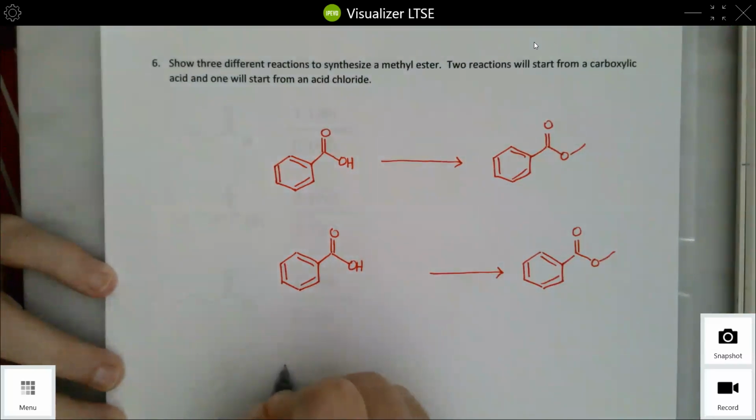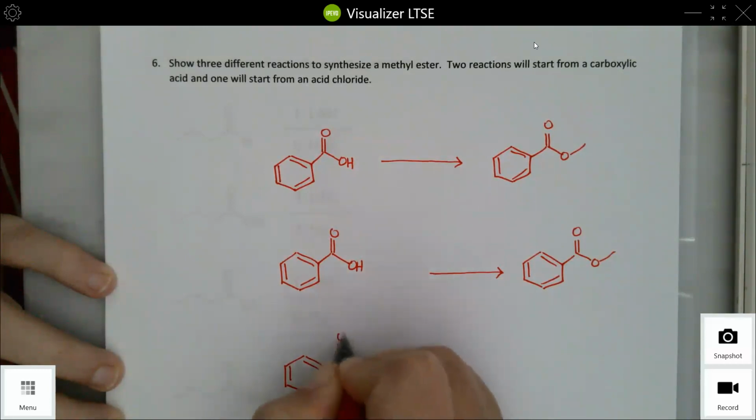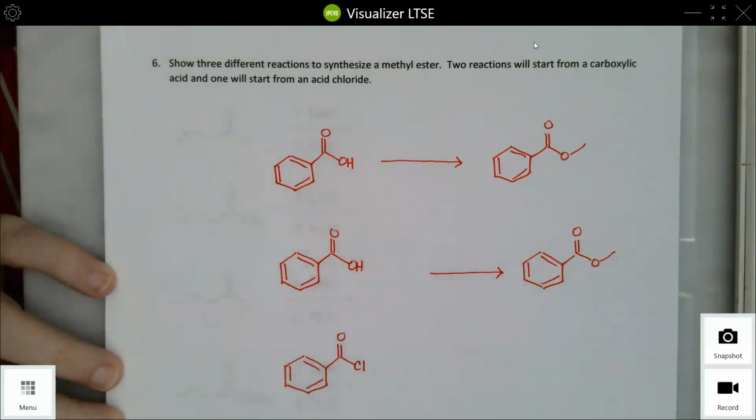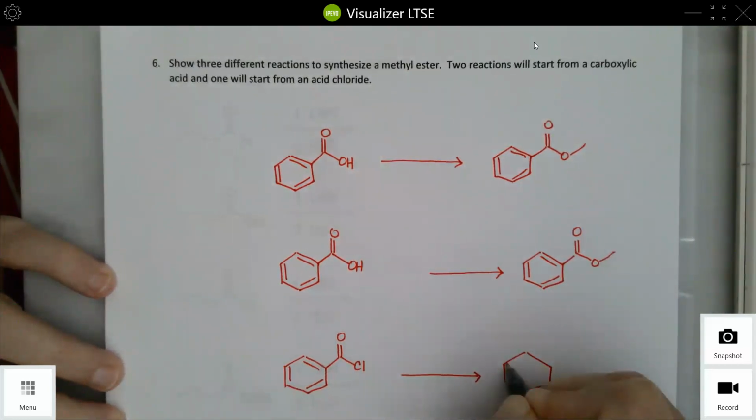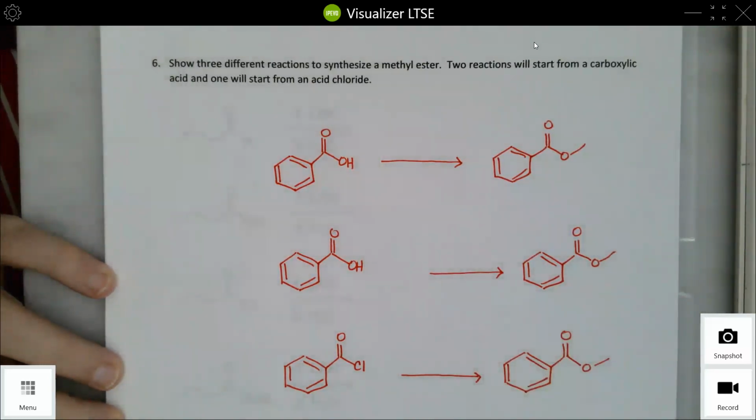And then 1 reaction will start from an acid chloride. So we'll just do an example. We'll just use benzoyl chloride, and we will form a methyl ester from that directly. Okay. So now we need to think about the reagents.